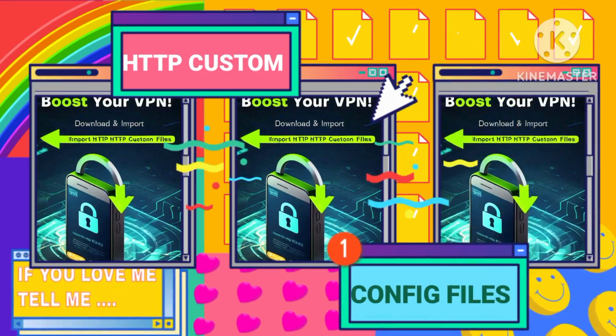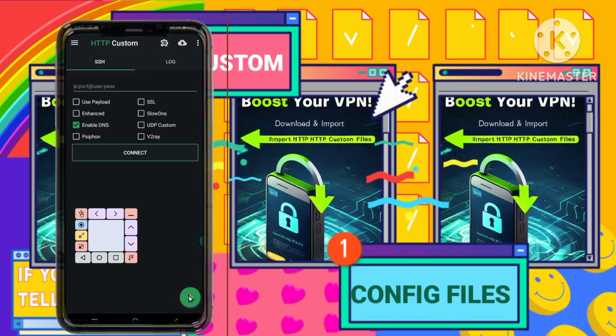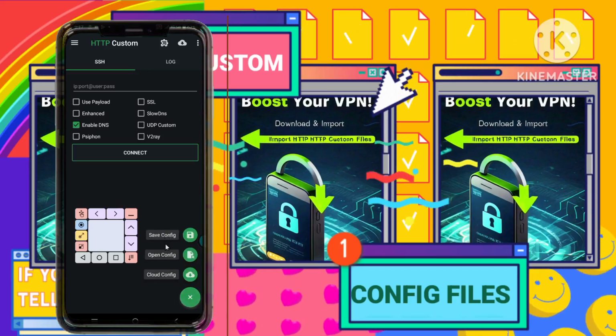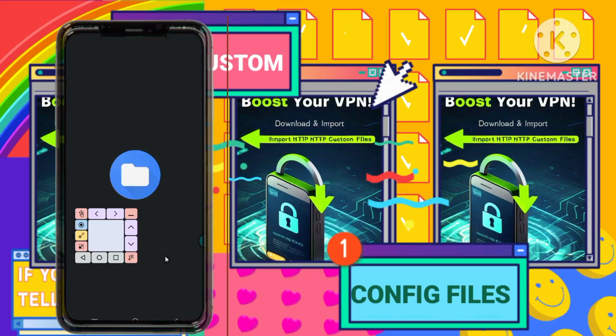Step 8. Navigating to import options. Locate and tap on the plus icon within the app, usually found in the upper right corner or at the bottom of the screen. From the menu that appears, select Open Config.